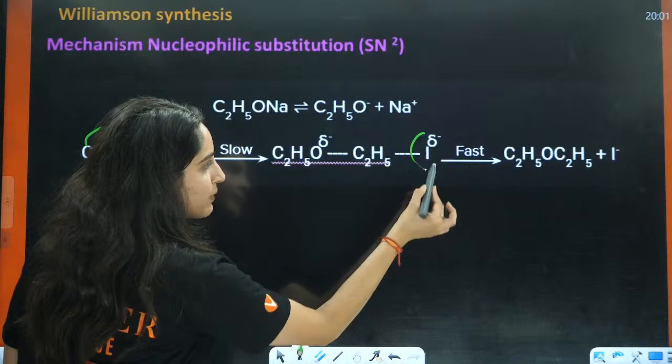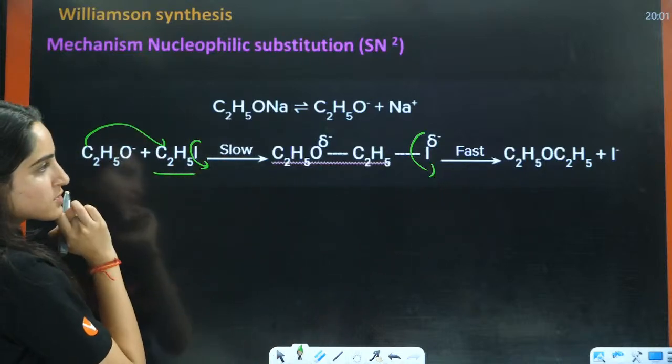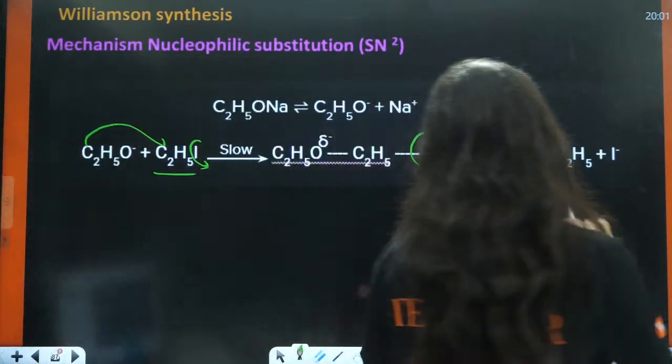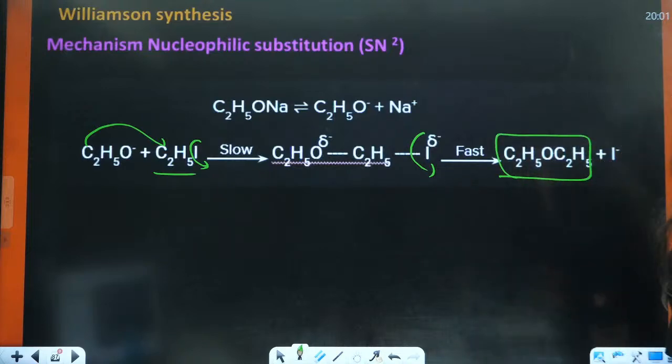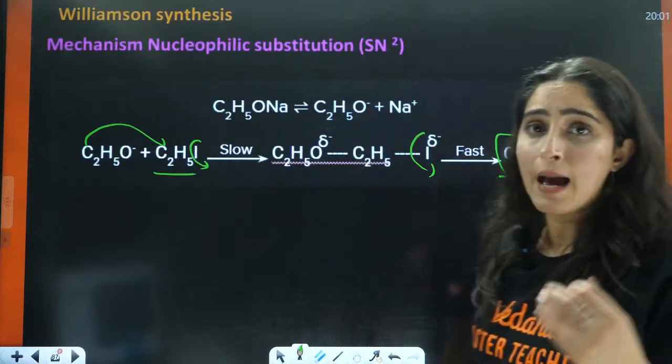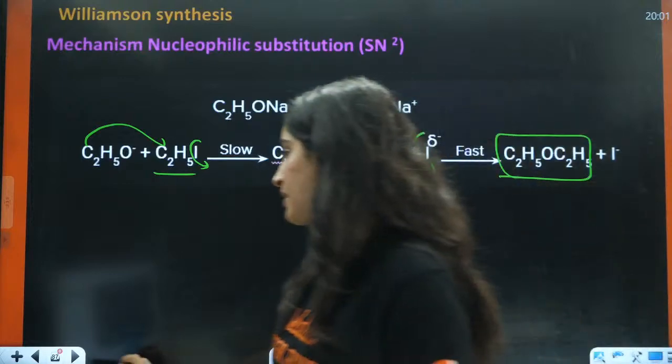So this will be eliminated and this will attack on this carbon, and hence in the end you will have the formation of this ether, right? So this is happening via SN2 mechanism, right?